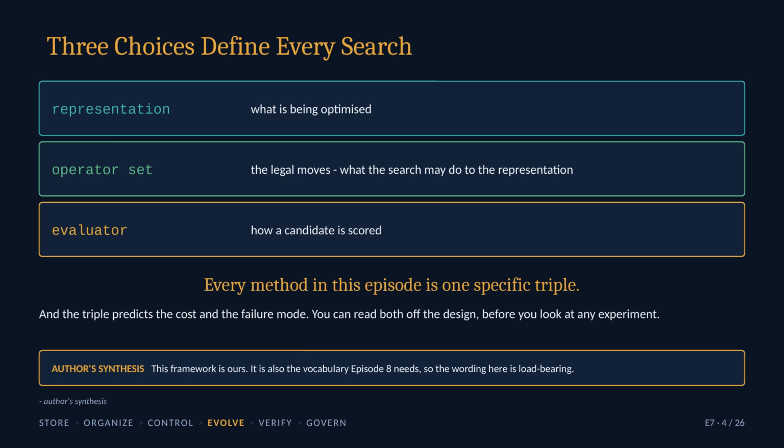The claim worth testing as we go is stronger than a classification, though. The triple predicts the cost and it predicts the failure mode, which means you can read both off a design before you look at a single experiment. Hold me to that by slide 22. 3 choices, and the rest of this episode is 4 worked examples of reading them.